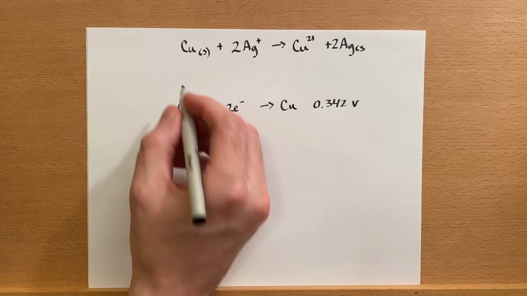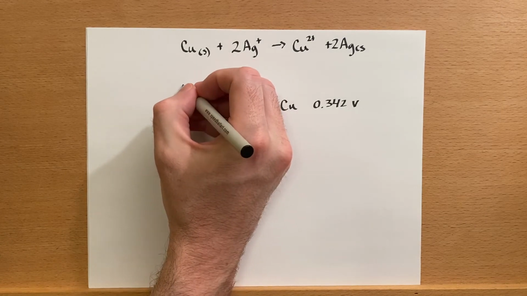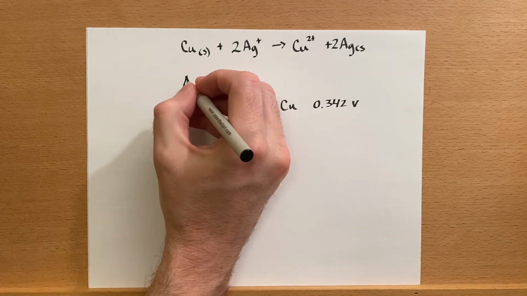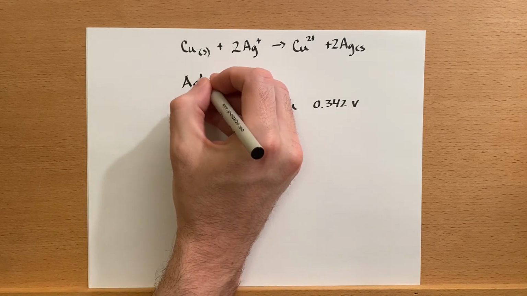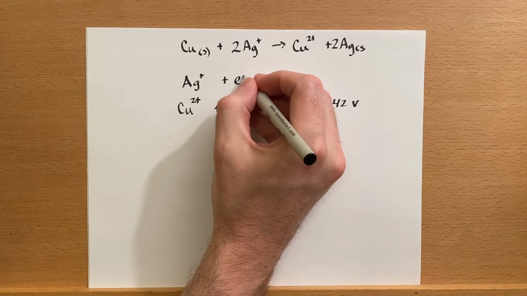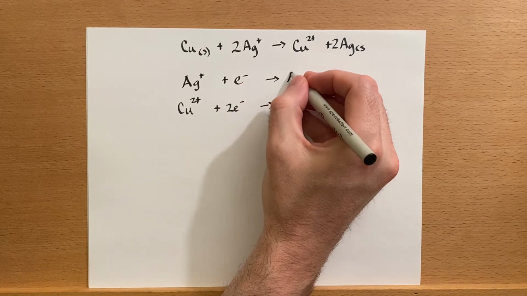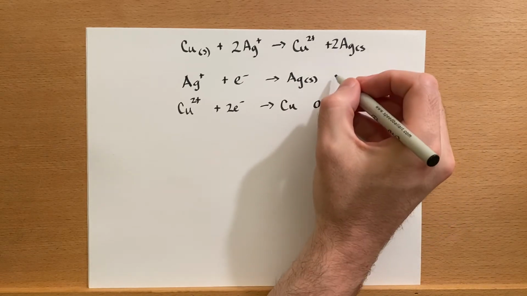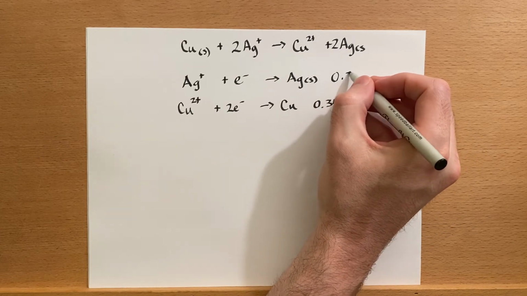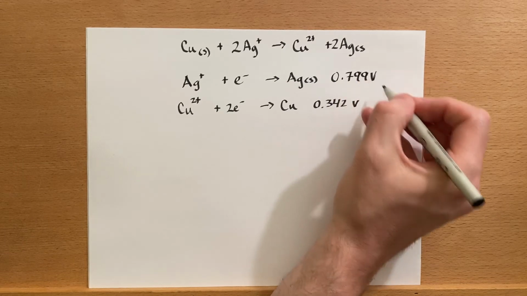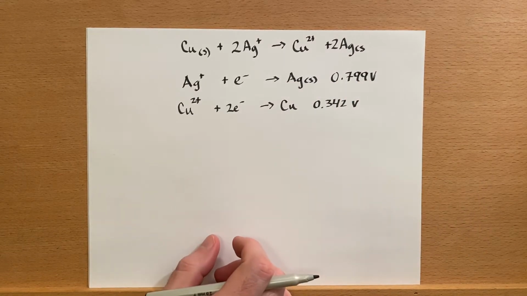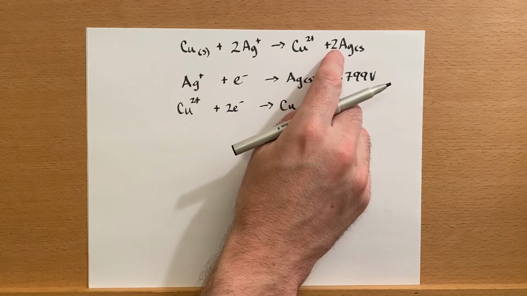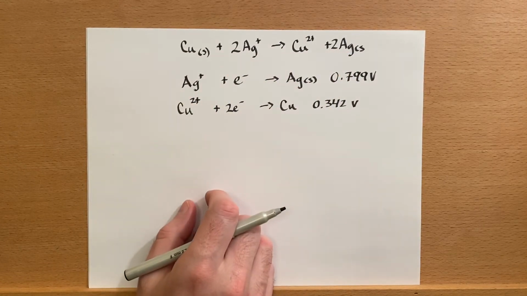And then for the reaction that actually is reduction, we have silver ions going to silver metal. Now, when we look it up in a table, we'll notice that it just has this, because it doesn't know what stoichiometry we're pairing it up with. And the standard reduction potential for that one is 0.799 volts.